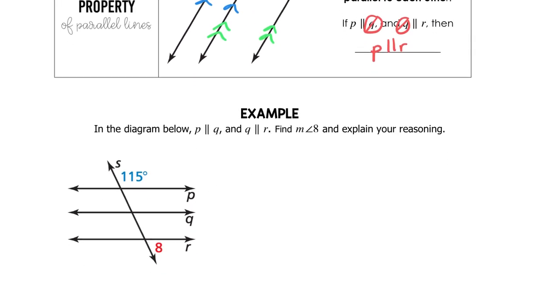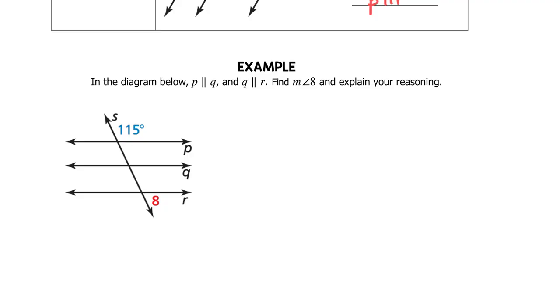All right, so taking a look at this example, it says P is parallel to Q and Q is parallel to R. Find the measure of angle 8 and explain your reasoning. So let's first pay attention only to these parallel lines and this transversal. So if we already know these are parallel, we could say that this angle is 115 using the corresponding angle theorem. We already know they're parallel. We're not proving they're parallel. We're proving the angles are congruent using the theorem.